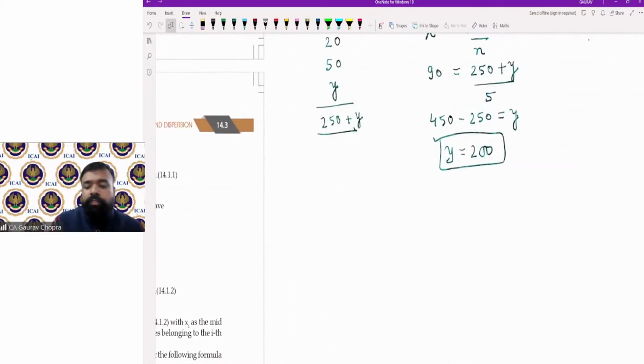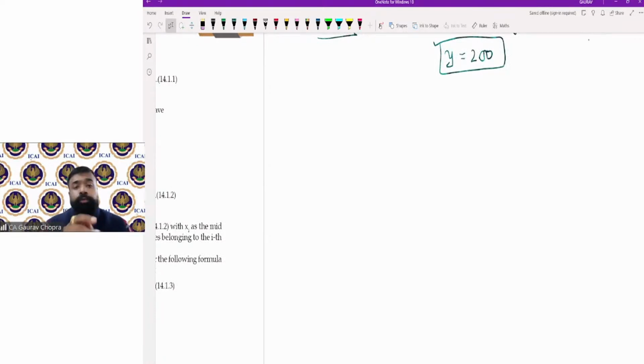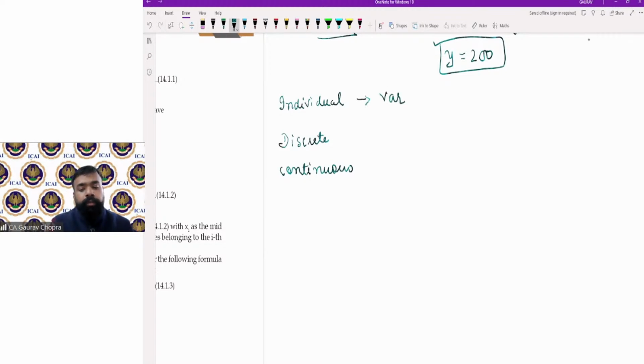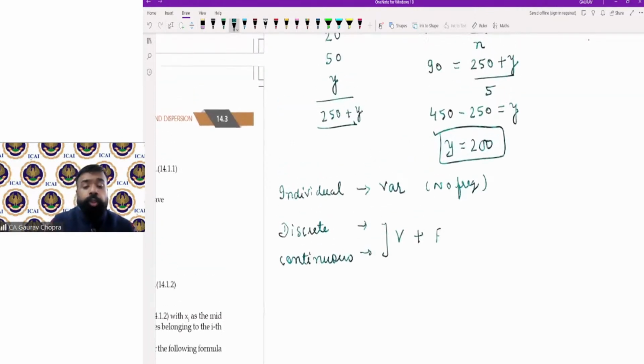Now, we have covered in the previous session that there are three types of series: individual, discrete, and continuous. In case of individual, there is only variable and no frequency is involved. Whereas in discrete and continuous, there is variable as well as frequency. So the formula will be different in case of individual series and discrete and continuous series. Formula will vary.